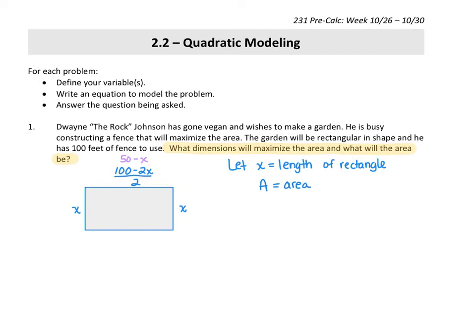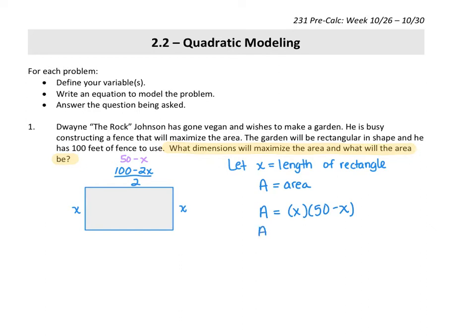What is the maximum area, right? We know from geometry that area is equal to length times width, or base times height. So in this case, my area is equal to length, which is x, times the width, which is 50 minus x, and we can come up with an equation for area.